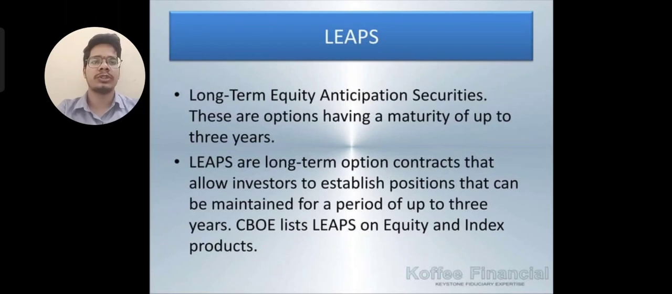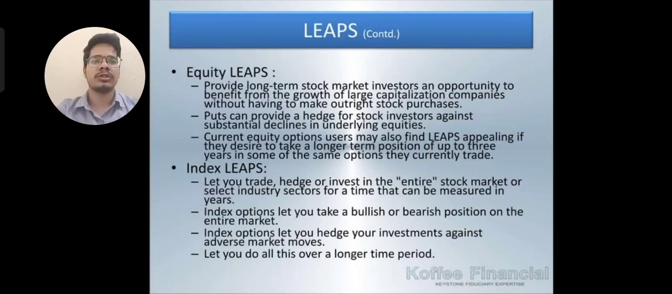Leaps, long-term equity anticipation securities. These are options having a maturity of up to 3 years. Leaps are a long-term option contract that allows investors to establish positions that can be maintained for a period of up to 3 years. The CBOE offers leaps on equity and index products.